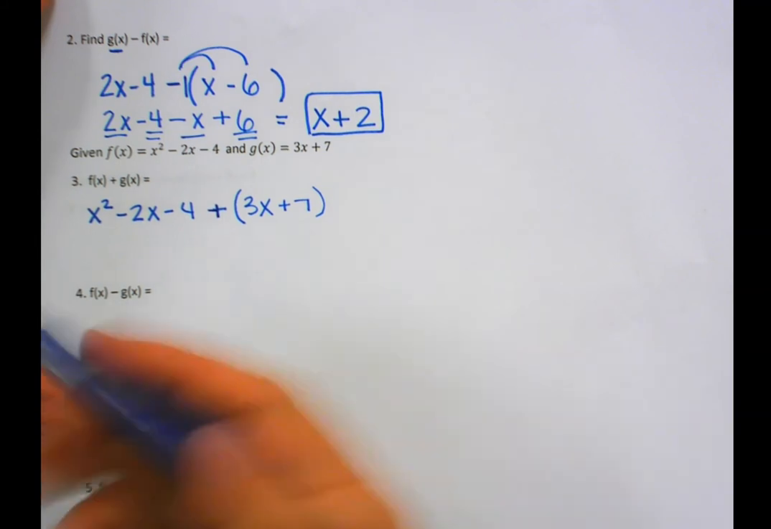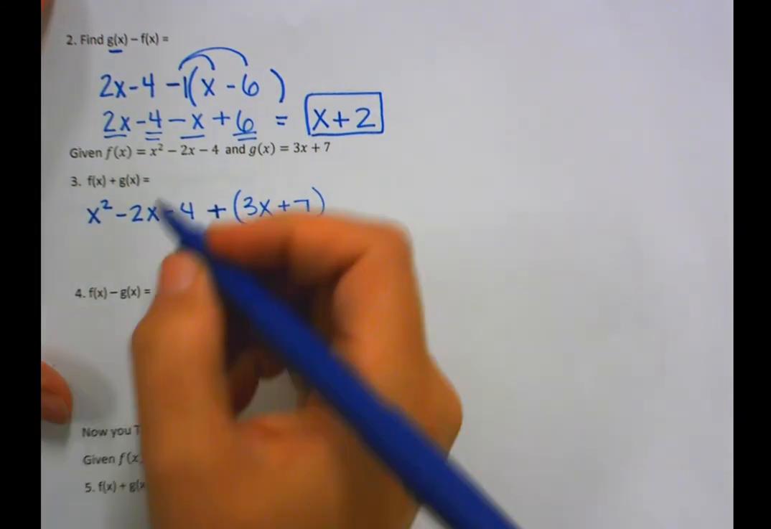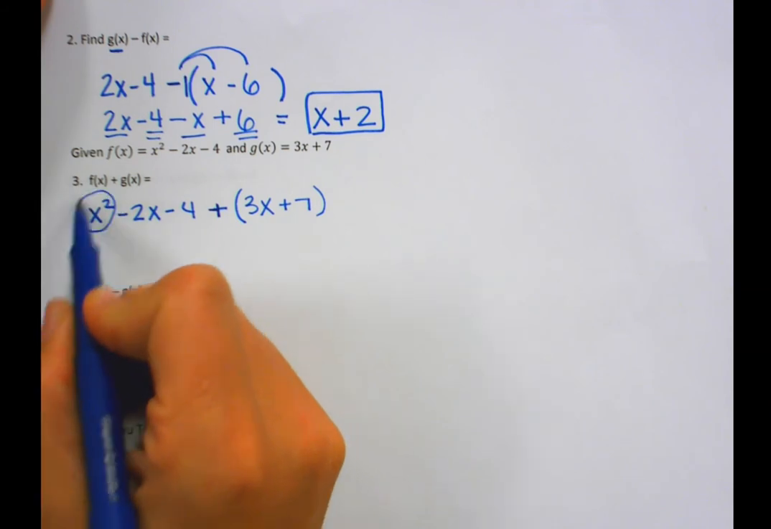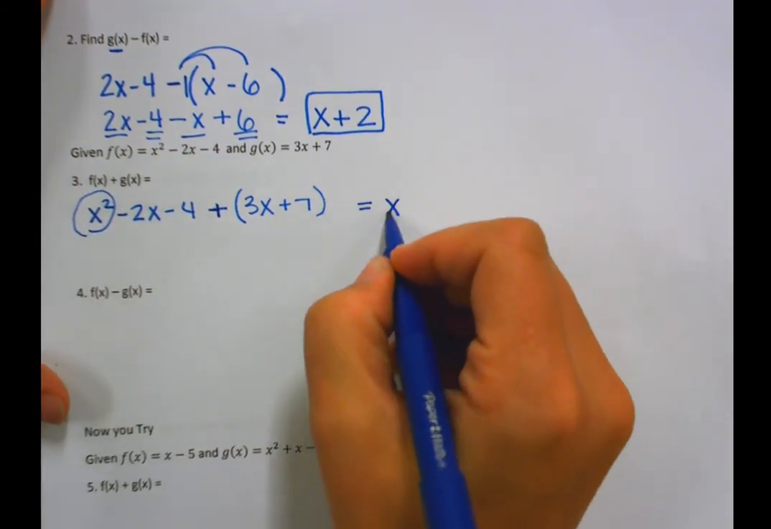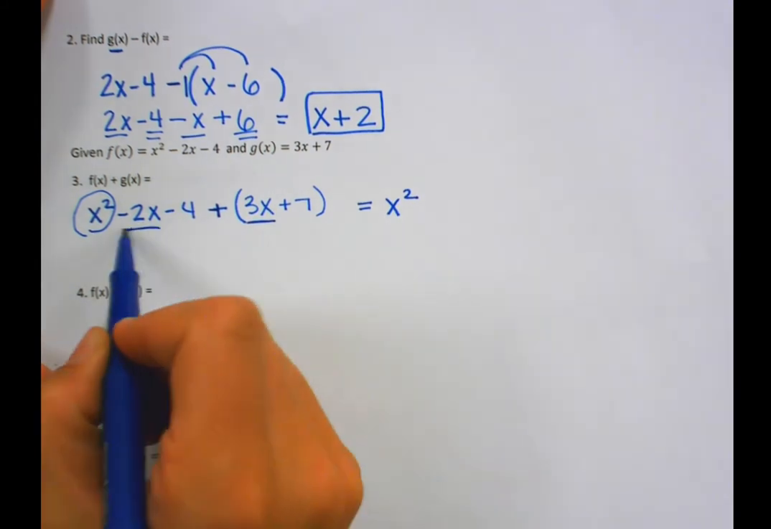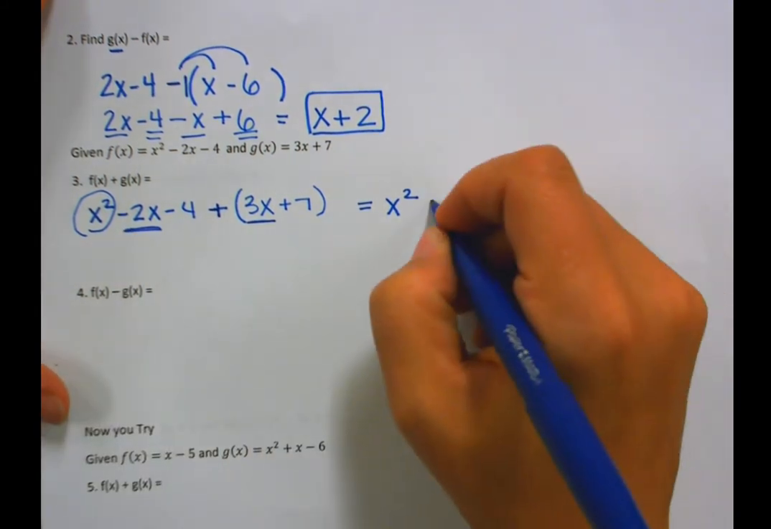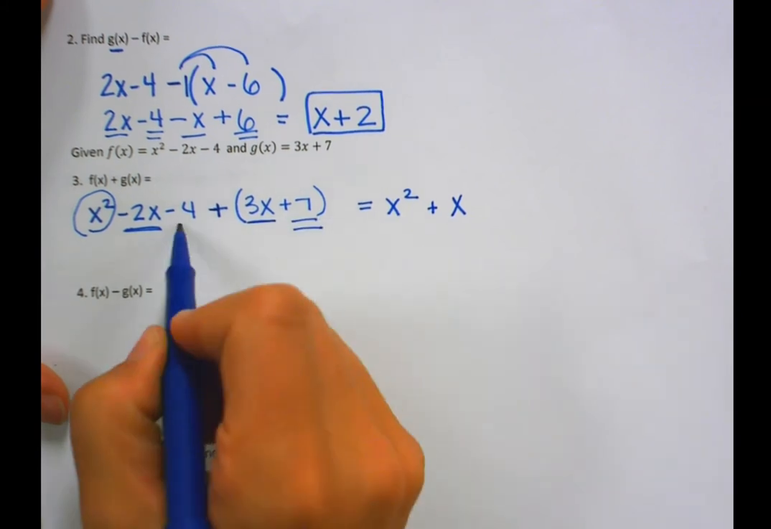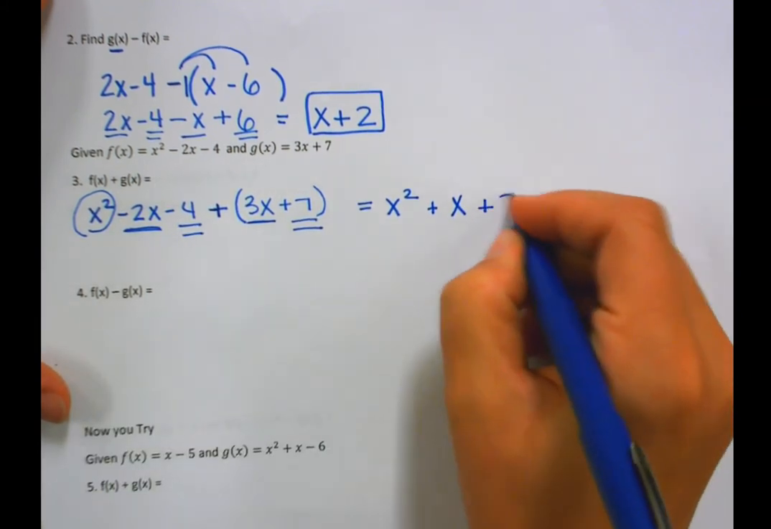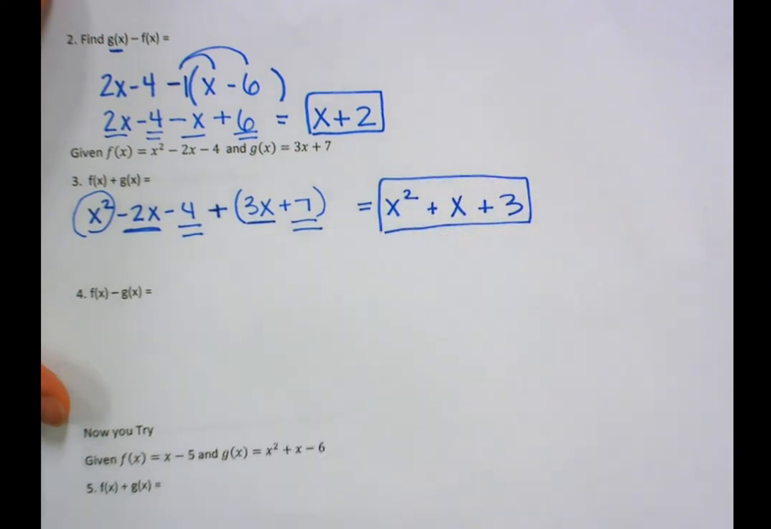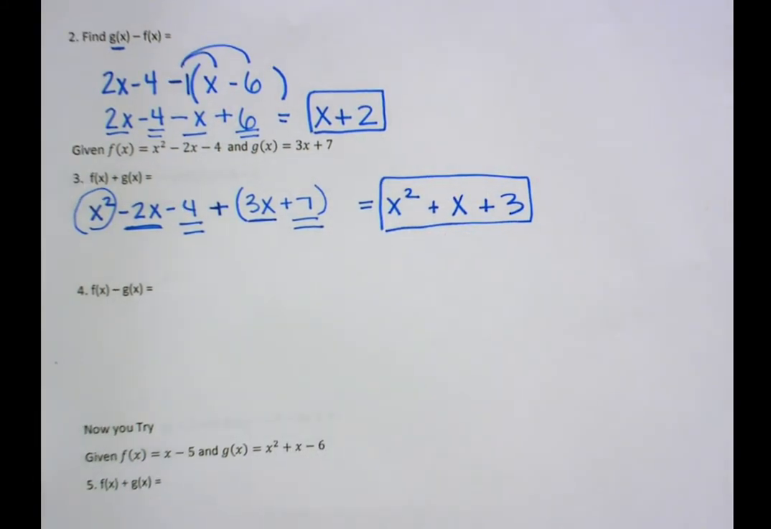So then once I have the two functions, I'm just combining like terms. I have nothing to combine with my x squared term, so I just bring that as part of my answer. And then positive 3x and negative 2x make positive 1x. And then positive 7 and negative 4 give me positive 3.